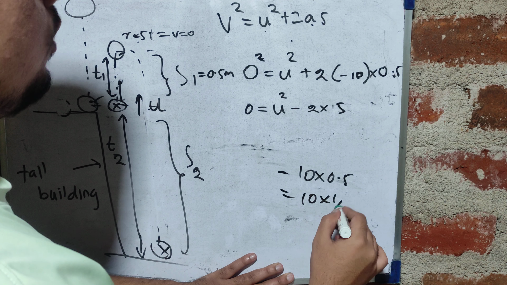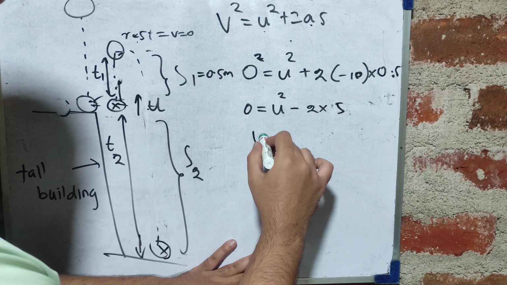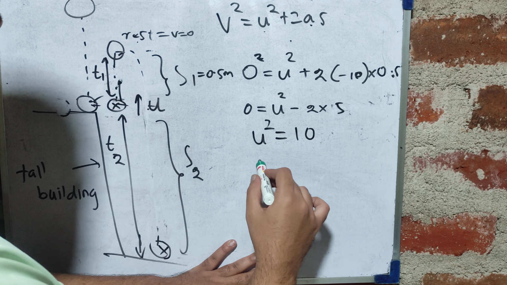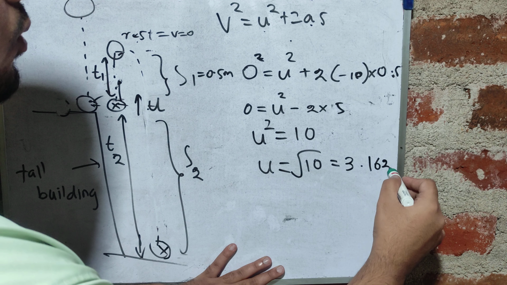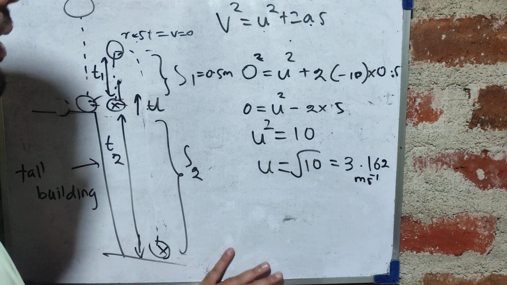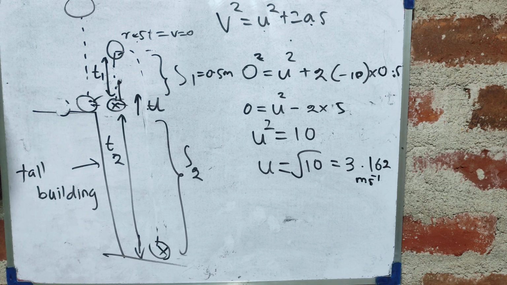So minus 2 into 5 is 10, minus 10. I'm going to take it to this side, so it's going to be plus 10. u squared is equal to 10. u is equal to square root of 10, and that is equal to 3.162 meters per second. So you know this velocity. But they have asked in the question to find the velocity.